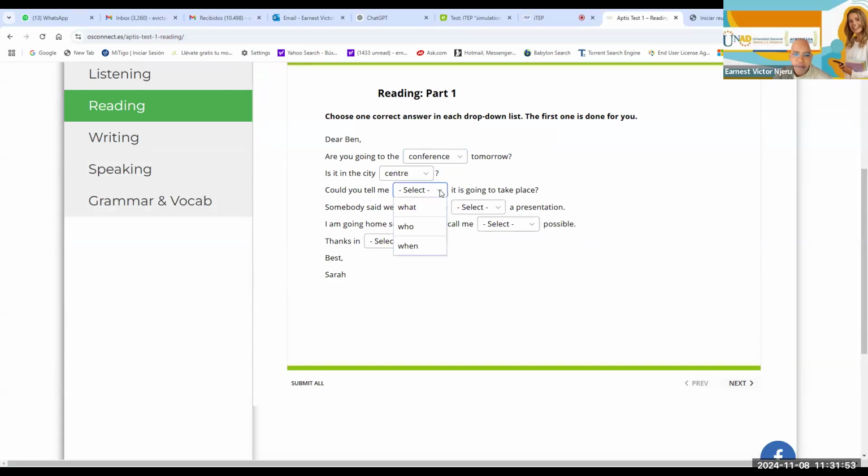Could you tell me who it is going to take place? So where? The president, okay, what? Can you tell me when it is going to take place? Okay, when? Somebody saying we might need maybe to give a presentation, yeah?